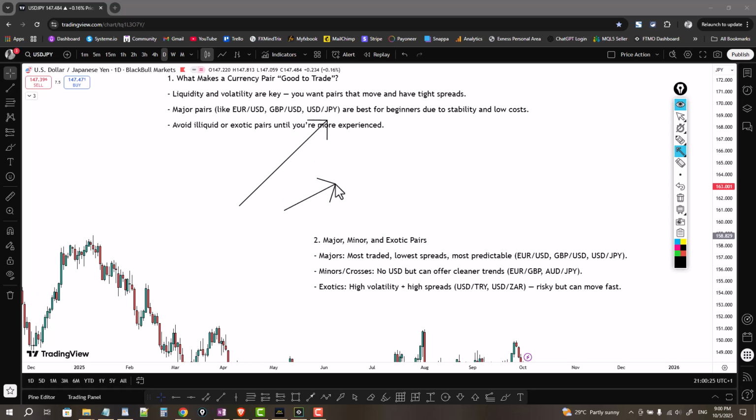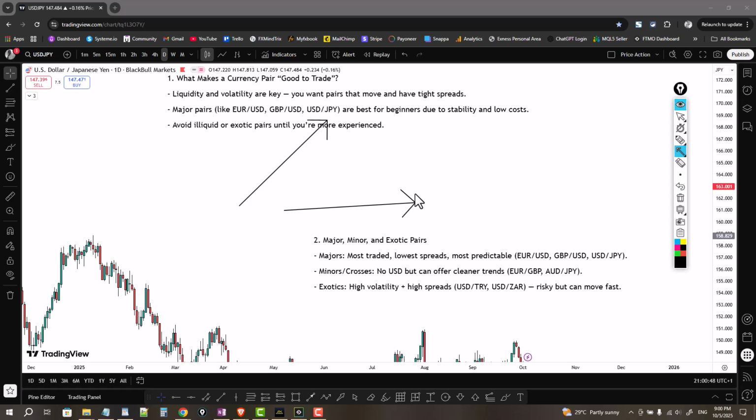But then when we're talking about minor currency pairs or crosses, they have no USD at all in the pair's quotation. So currency pairs like the Euro GBP or the AUD JPY or the GBP JPY, these are all called minor currency pairs or currency crosses, okay, because they don't have the USD, but they also offer very good trends in the market.